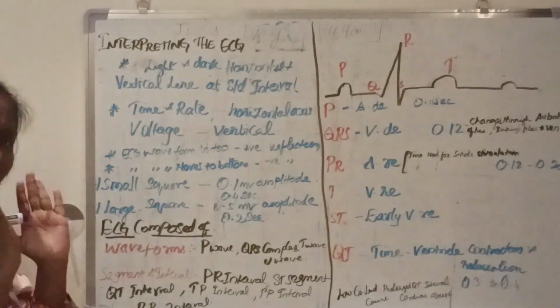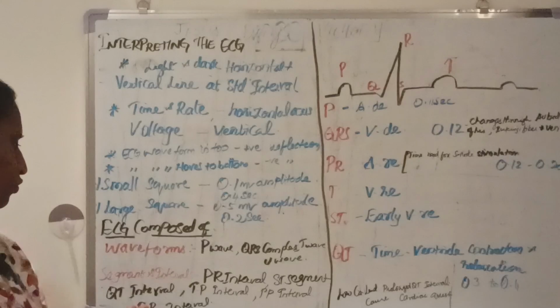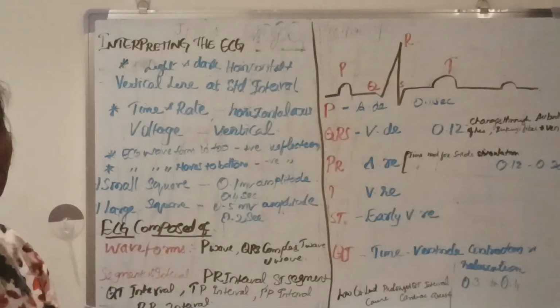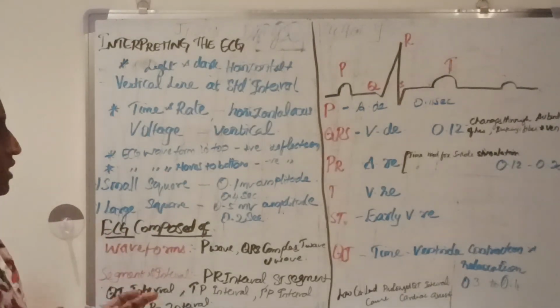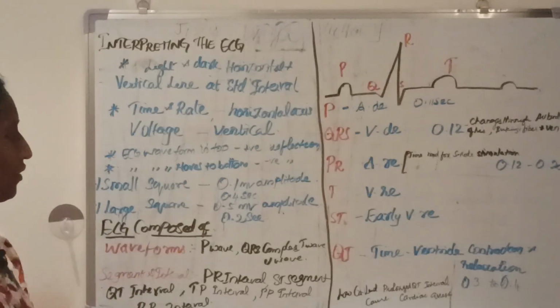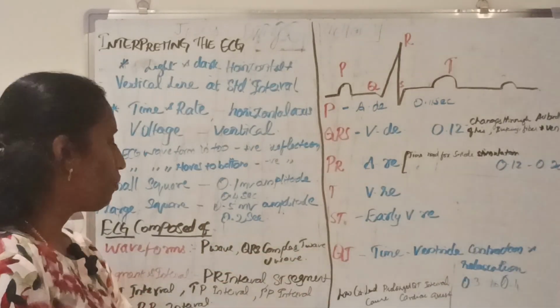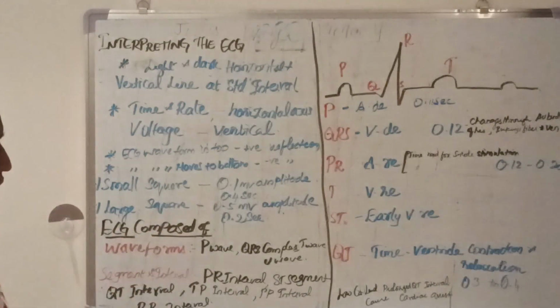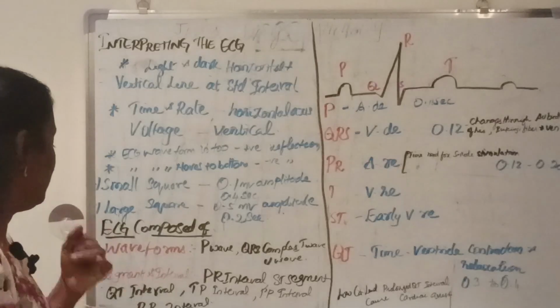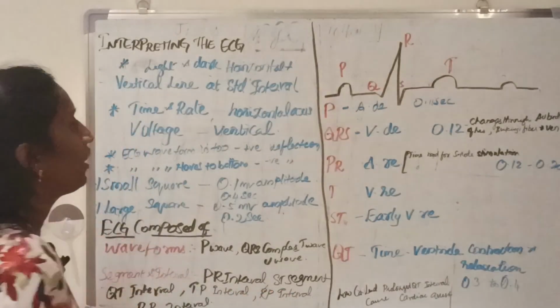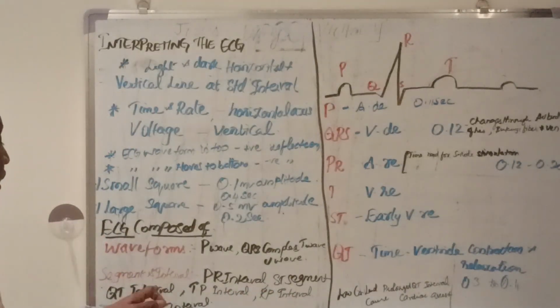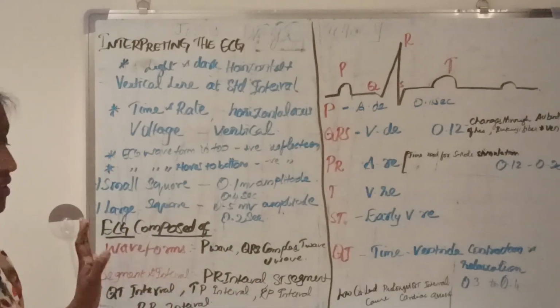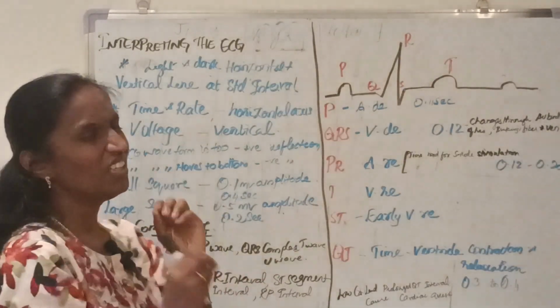The next is, an ECG is composed of waveforms, segments and intervals. Among the waveforms, we have the P wave, QRS, T wave and U wave. Among the segments and intervals, we have the PR interval, ST segment, QT interval, TP interval, RP interval and then the RR interval. These kinds of segments and intervals we have in an ECG. Okay. Next we move on to the ECG.